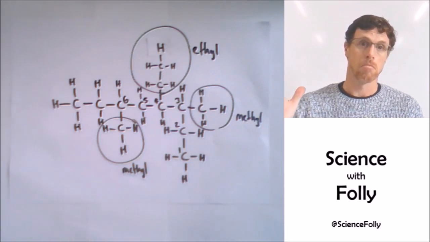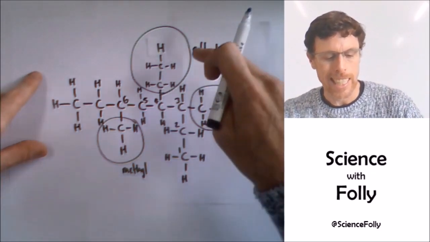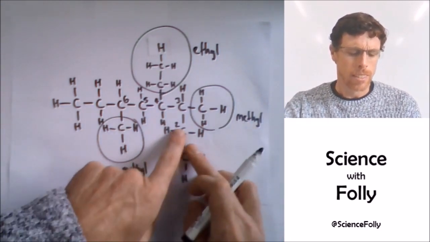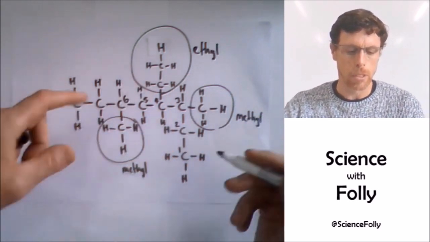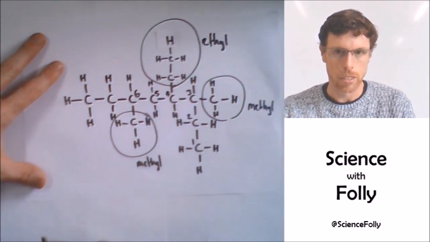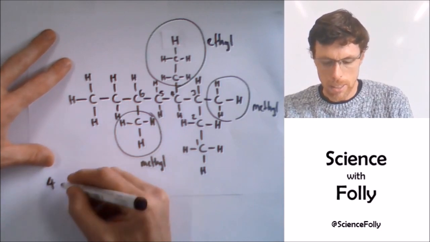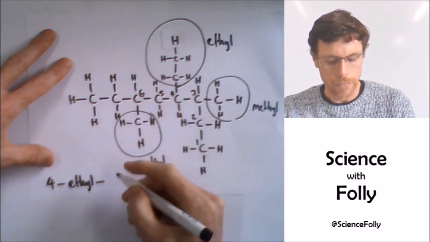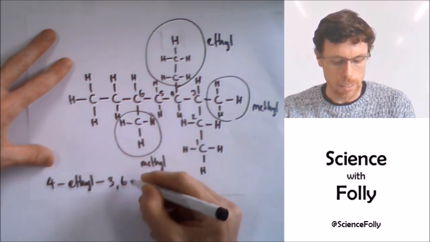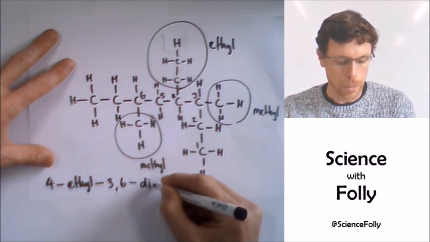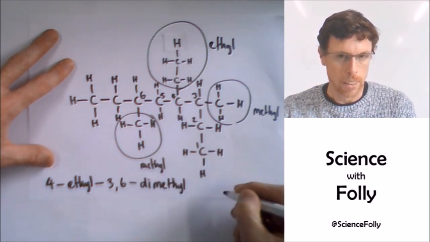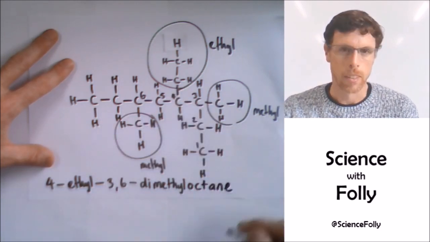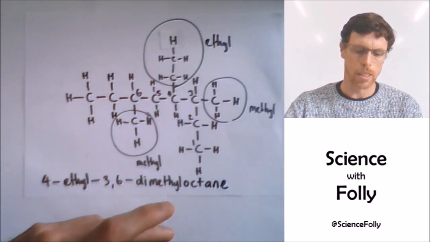How do we name this? Well, we've got to use a funny rule here. E comes before M alphabetically, even though the methyl comes before the ethyl in the carbon chain, we have to write the ethyl first. So we call it 4-ethyl-3,6-dimethyl, because di means 2, octane. See, you follow the rules, it's actually pretty easy.